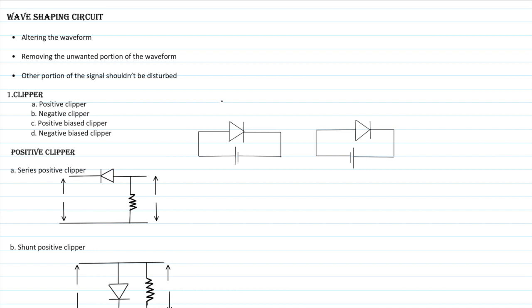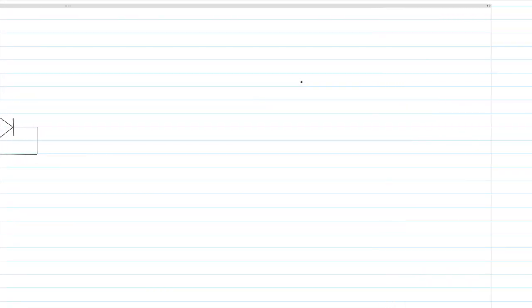Doing this doesn't have any problem, but one thing we have to consider is that the other portion of the signal should not be disturbed. If you are removing or altering the input signal, we have to check that the other portion of the signal is not disturbed and no important information is lost. So how does this altering or removing work?